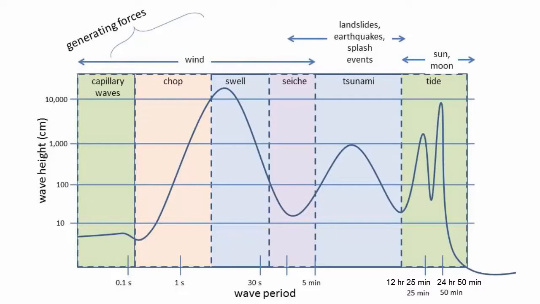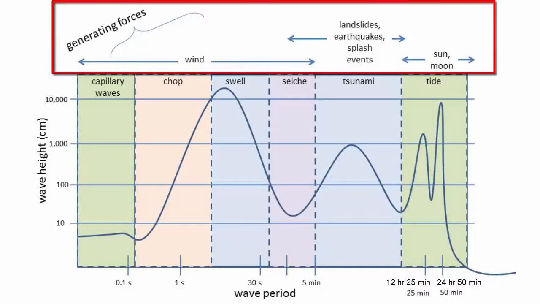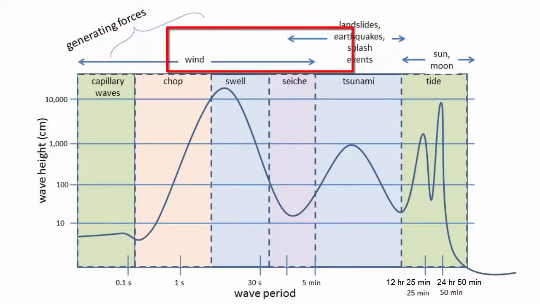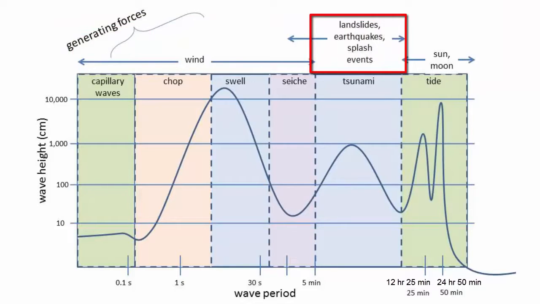Now let's return to generating force. There are three primary generating forces for waves in the ocean: wind, displacement of large volumes of water, think of a large splash when you jump in the ocean or when you drop a rock in a puddle, and uneven forces of gravitational attraction between the Earth and the Moon and the Sun.